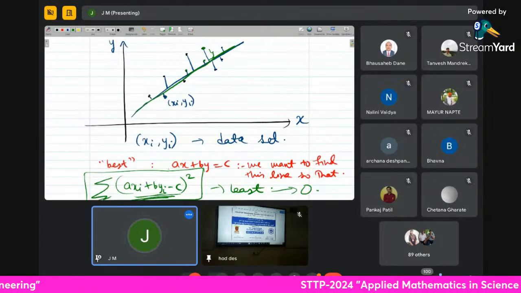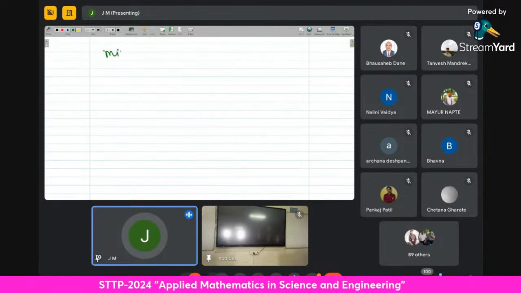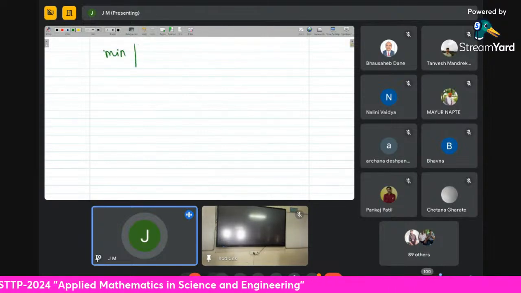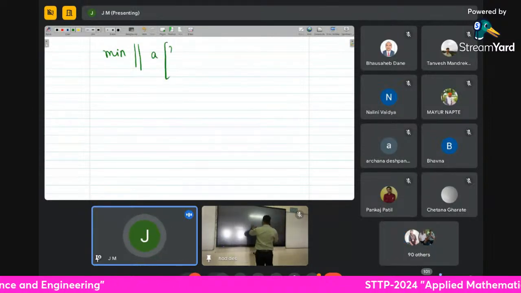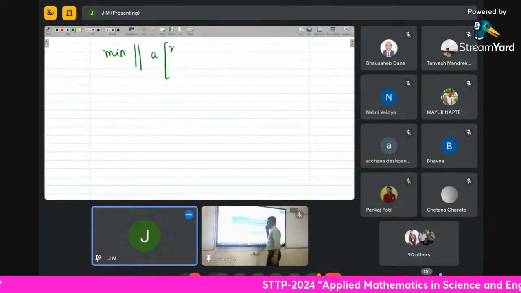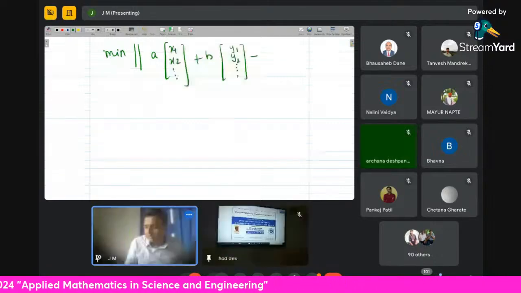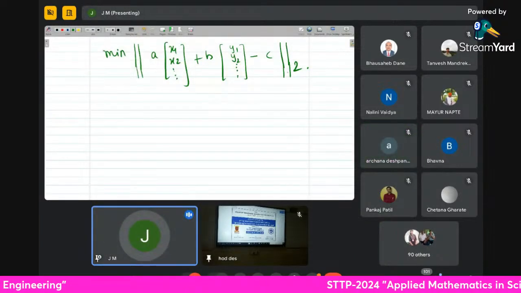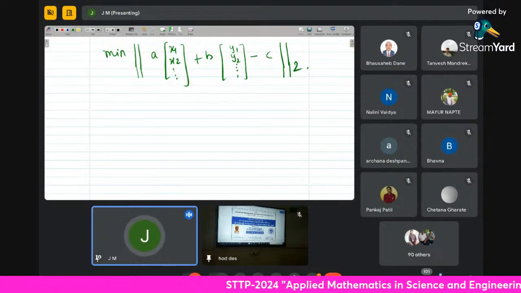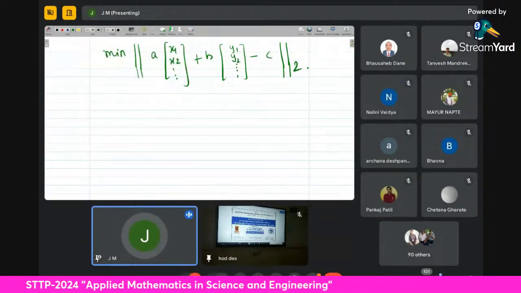Okay, this is the same as: I want to minimize the norm 2 of Ax plus B minus C. Norm 2 means what? You take the squares. So this is what I want to minimize. That's my task for every A, B, C. So you want to find your A, B, C so that this is minimized.